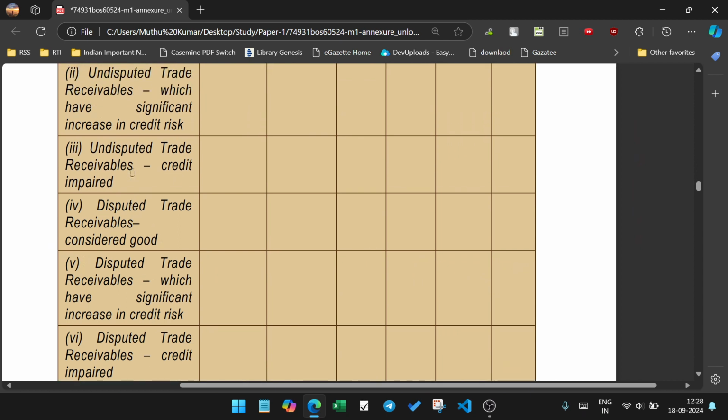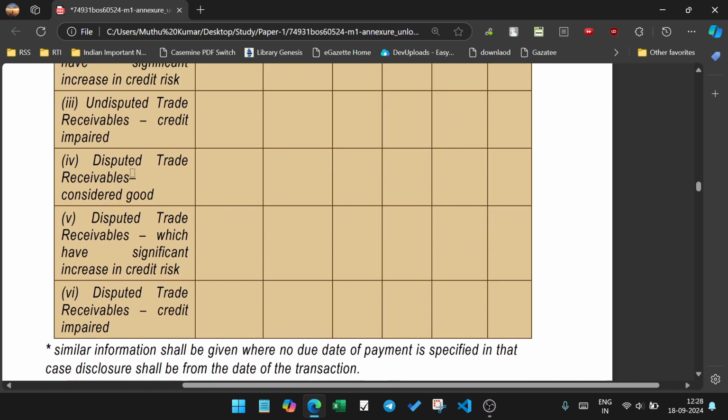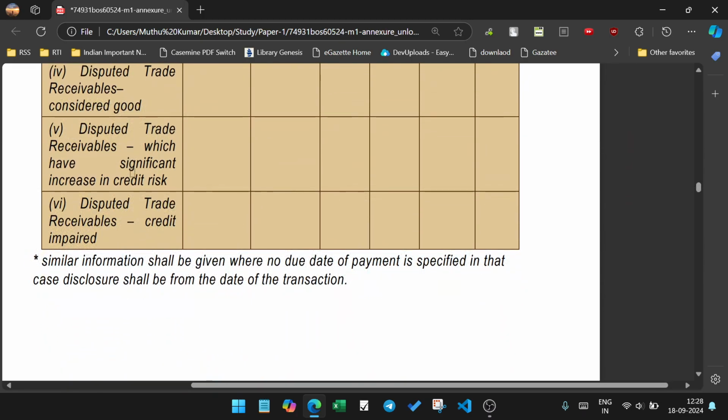Disputed trade receivables considered good. Disputed trade receivables which have a significant increase in credit risk. Disputed trade receivables credit impaired. Similar information shall be given.